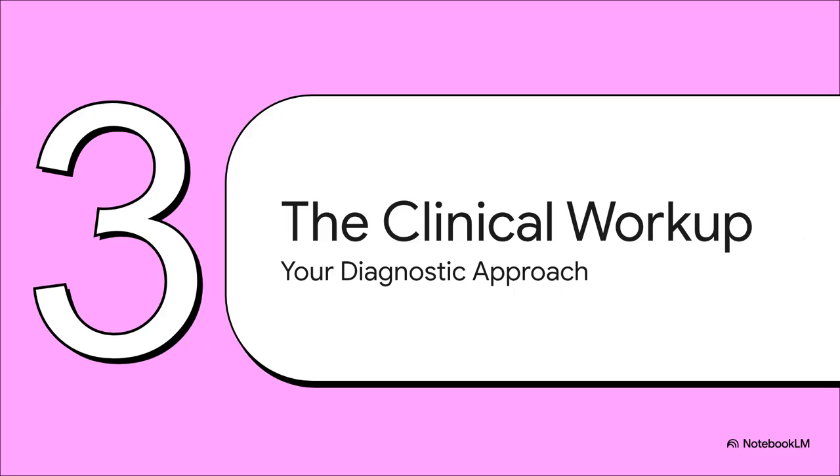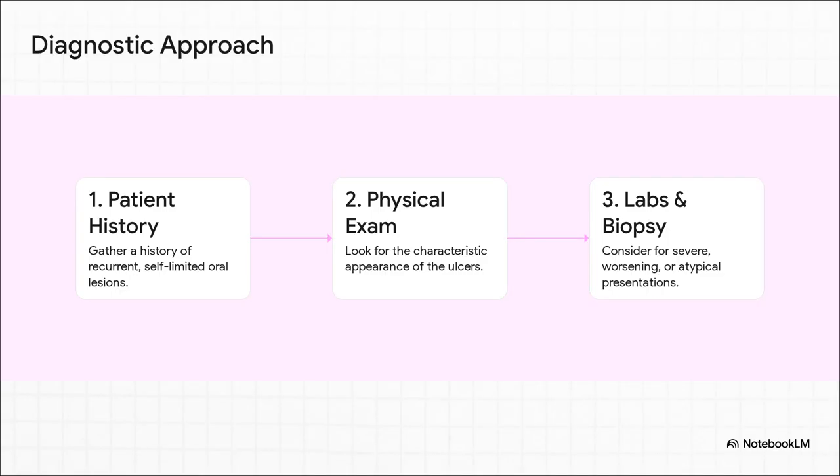All right, so you've seen the lesion, you've thought about the subtype. What's your actual plan? What's your systematic approach to the clinical workup? It's a simple, pretty elegant 3-step process. You start with a great history, you confirm it with your physical exam, and only in very specific cases do you even need to think about labs or biopsy.